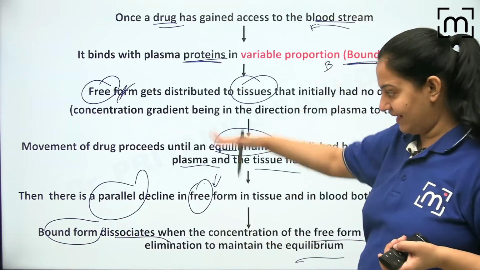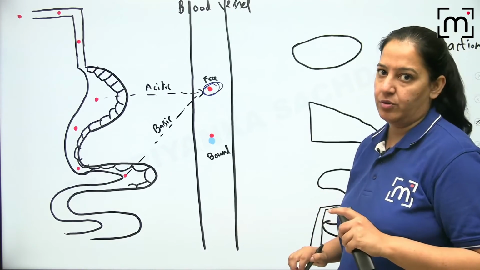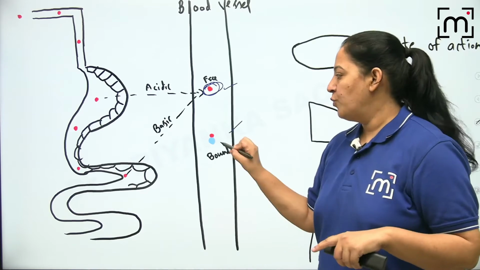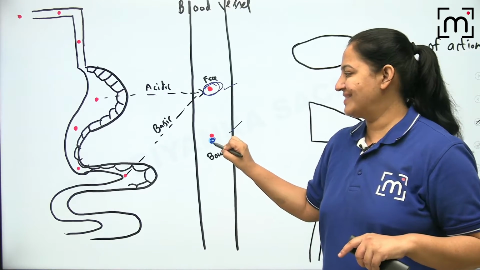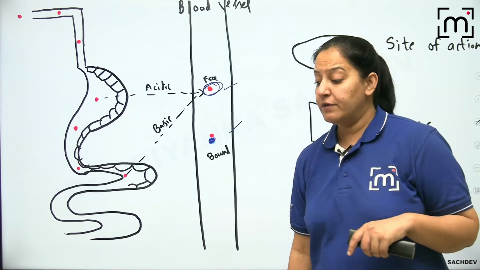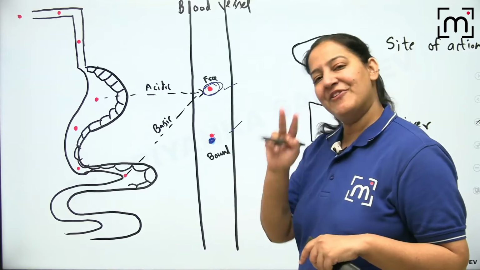So you have to write like this in the form of the flow chart and draw this diagram and explain what I have explained you. So 2 forms are there, free and bound. अब एक बात बताओ. You tell me one thing. What is the name of this protein? What is the name of this protein to which this drug is binding? Does anyone know the name of this protein? You will say, ma'am, it depends whether the drug is acidic or basic. So 2 different proteins are required.